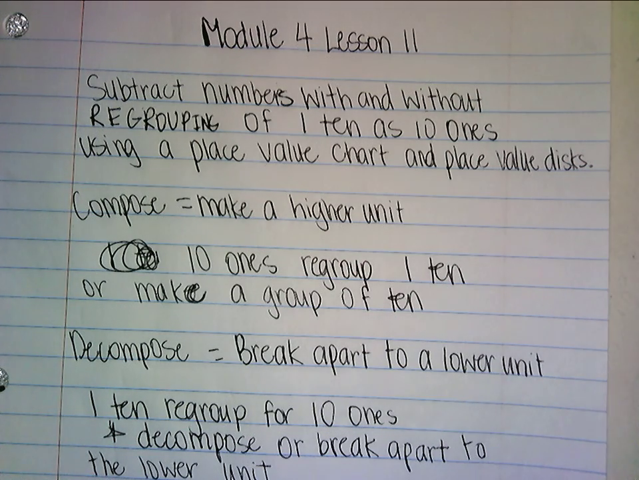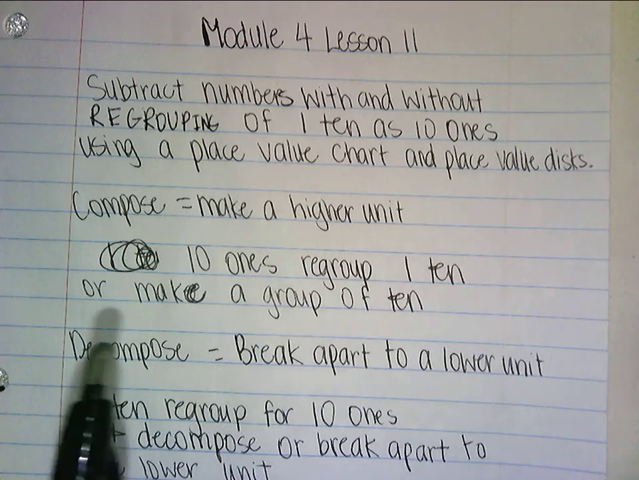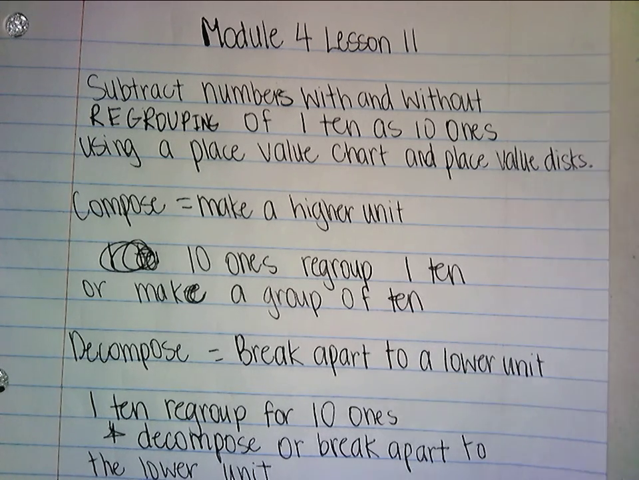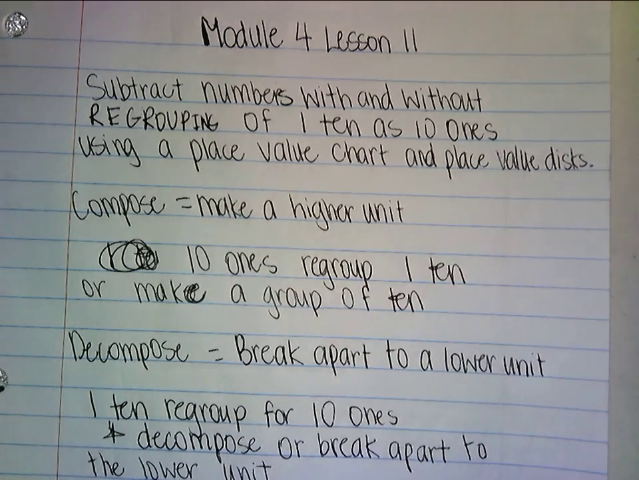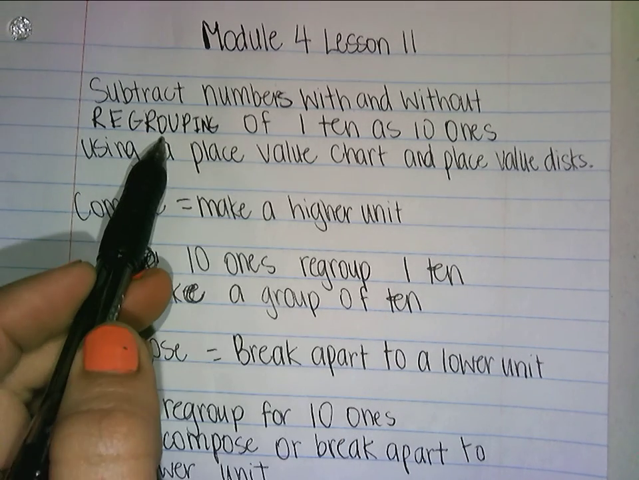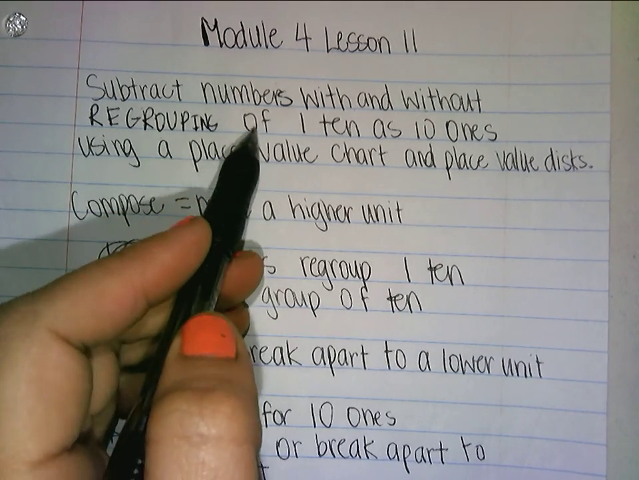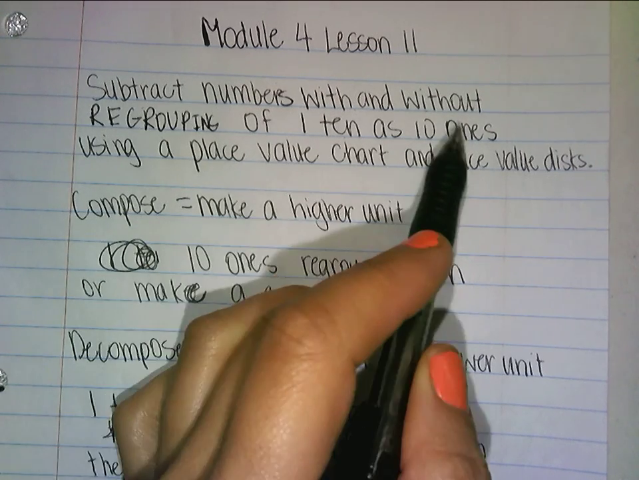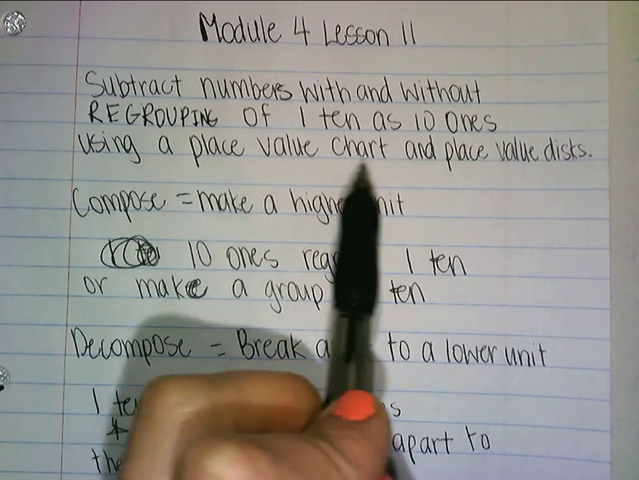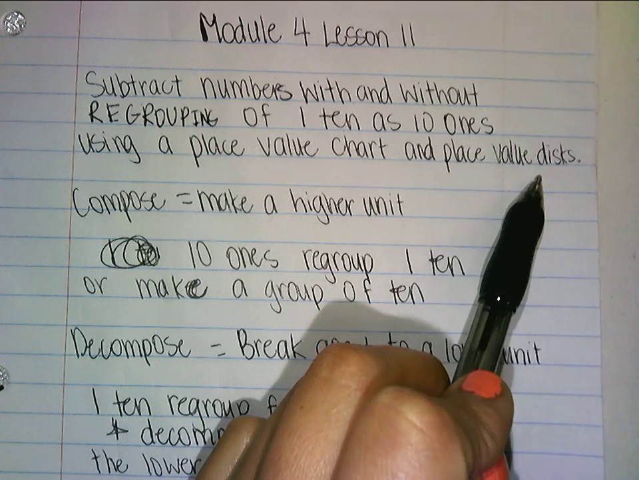Today you're working on Module 4, Lesson 11. The last few lessons you had been working on adding and using addition strategies. Now the next few lessons you're going to be subtracting using very similar strategies. Today you're going to subtract numbers with and without regrouping, and regrouping of 1 ten as 10 ones using a place value chart and place value discs. So we're going back to that place value chart and using discs.